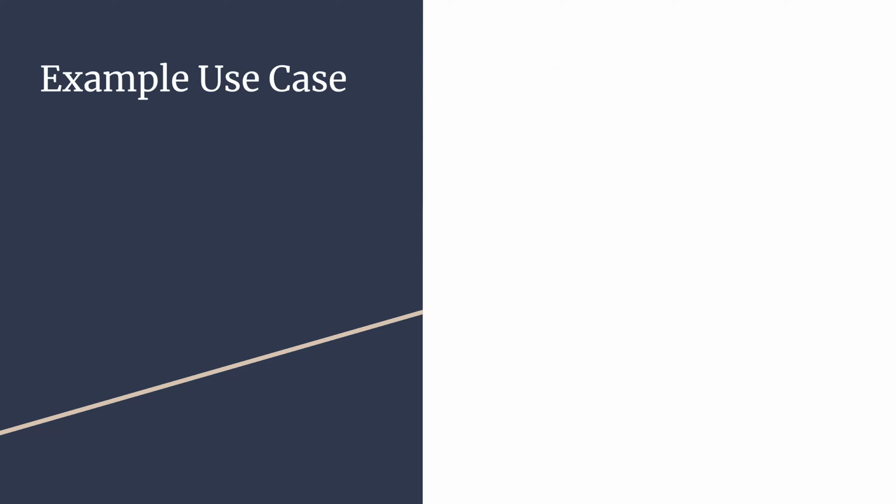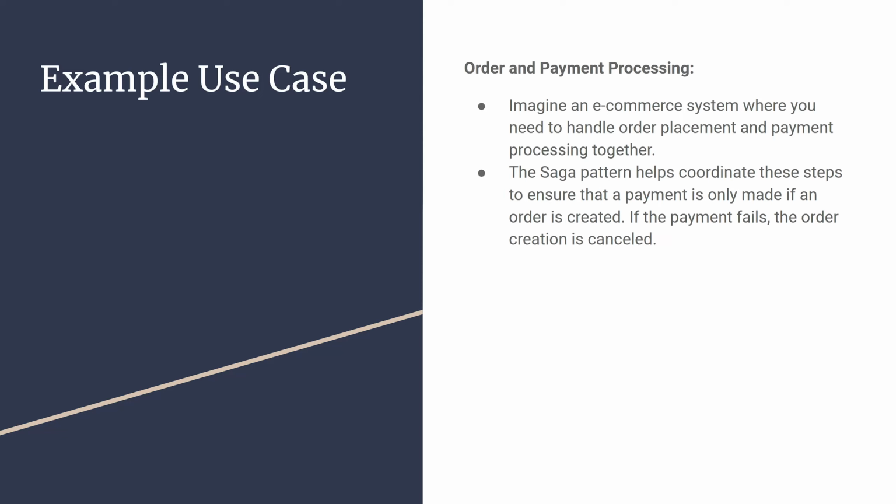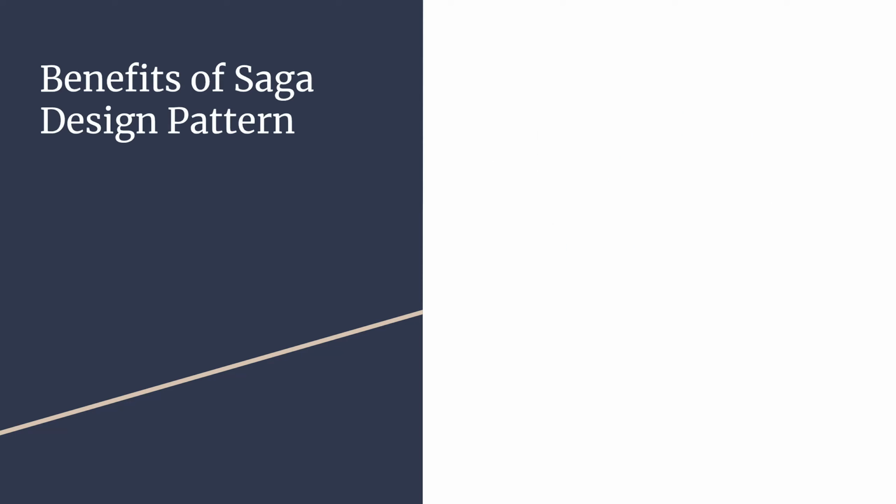Let's look at an example use case. Say we have order and payment processing. Imagine an e-commerce system where you need to handle order placement and payment processing together. The Saga pattern helps coordinate these steps to ensure that a payment is only made if an order is created. If the payment fails, the order creation is canceled.